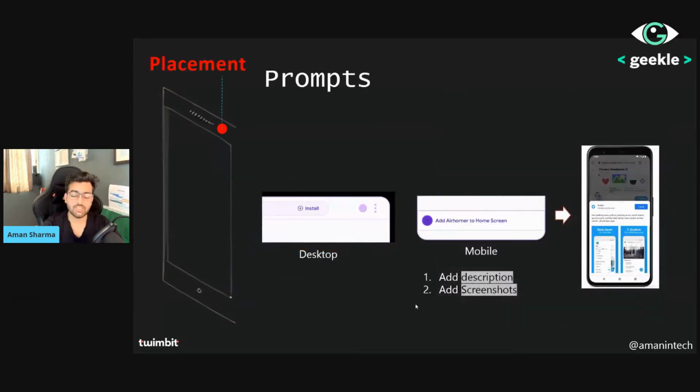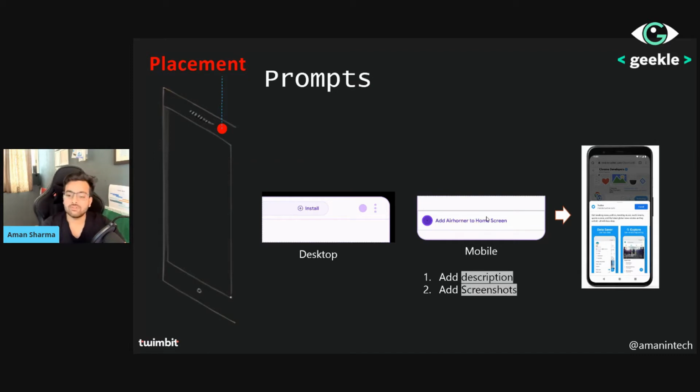PWA installation works using prompts. You will see these prompts like a plus install button on desktop browsers, or on mobile, you will see this bottom navigation ribbon that occurs on the home screen. What basically happens is that whenever a browser intercepts a manifest file, it automatically triggers this event, and it takes like 3 to 4 seconds. It just doesn't happen instantly, but you can customize this thing as well.